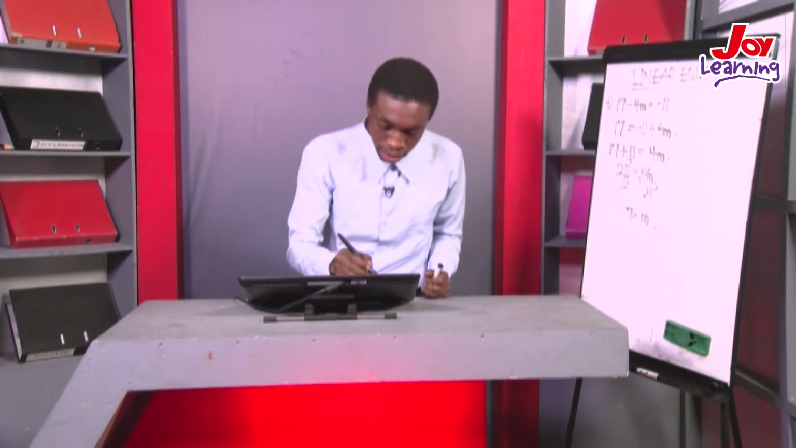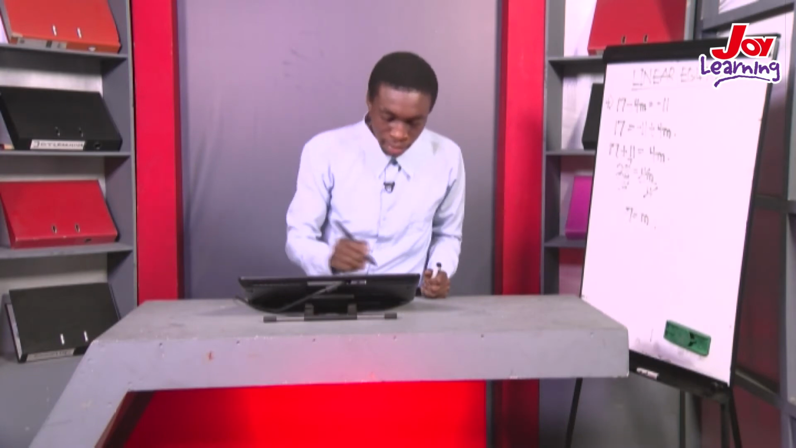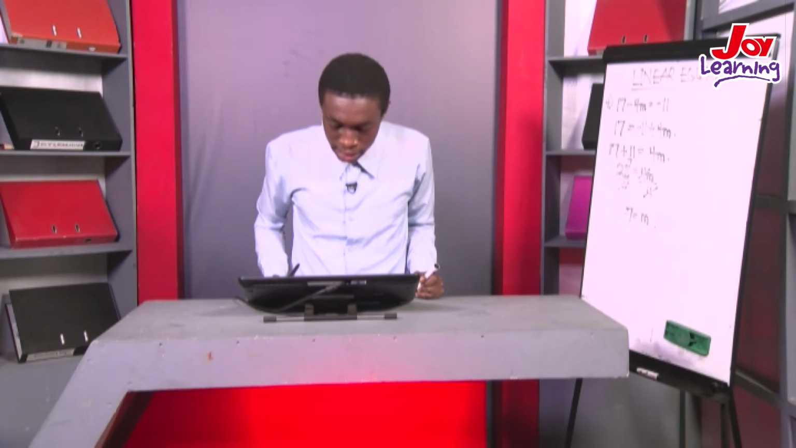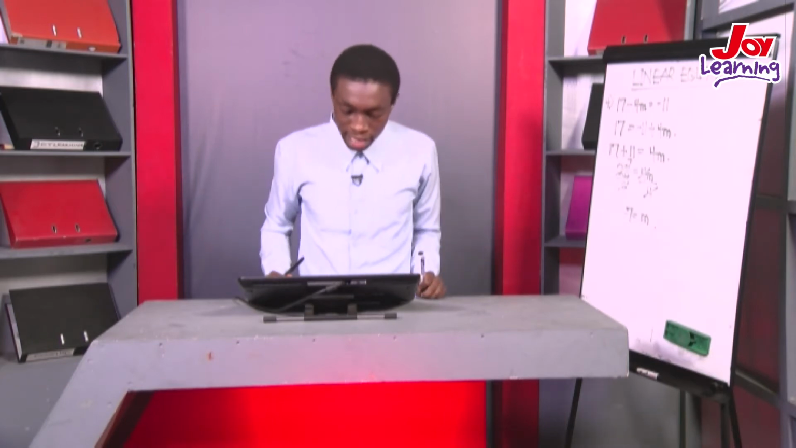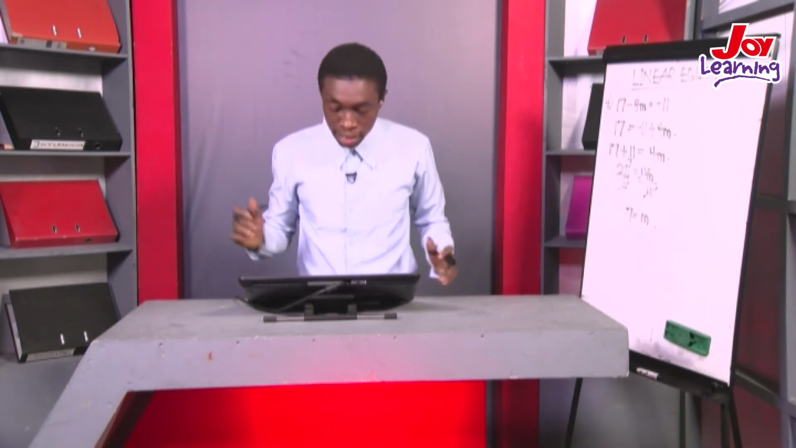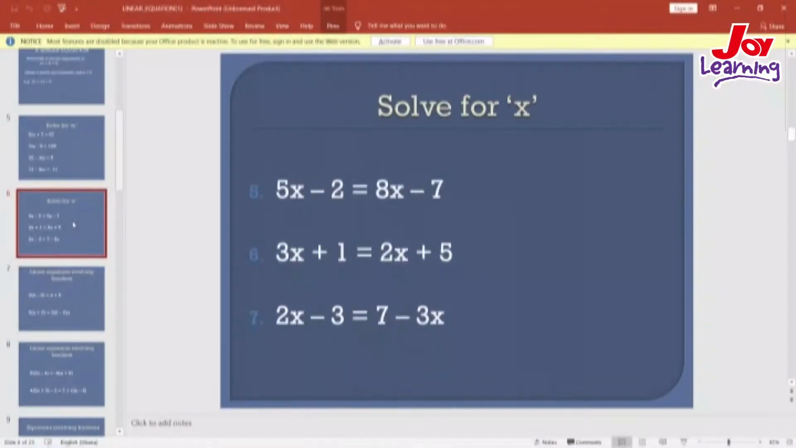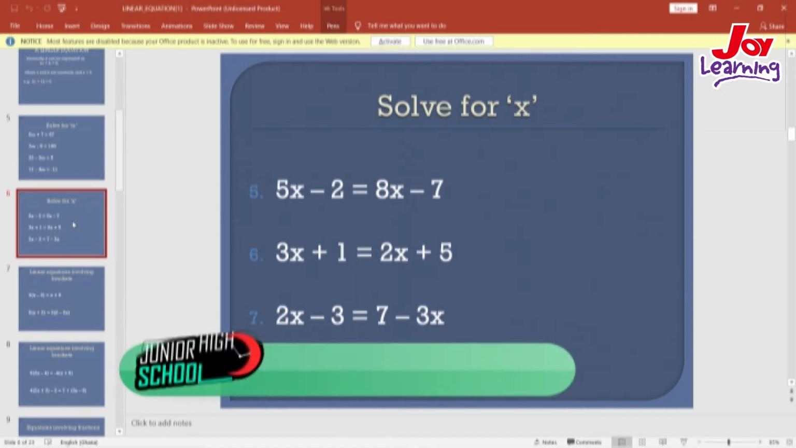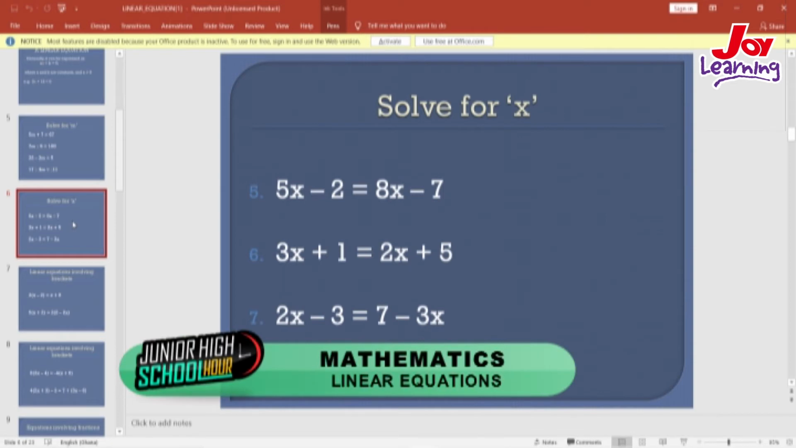Some other examples still under linear equation. This time we are looking for x, but we realize that for the next examples, from 5 to 7, we have the same variable on both sides of the equation sign. So let's look at a way of doing this. Let's get number 5. This time we are looking for x. Number 5, you have 5x minus 2 equals 8x minus 7. So this is what we have for number 5.